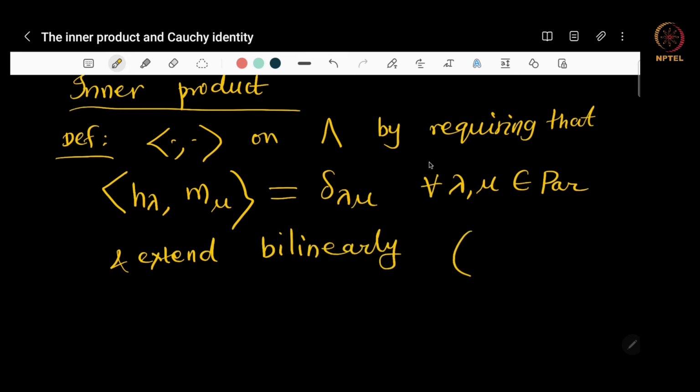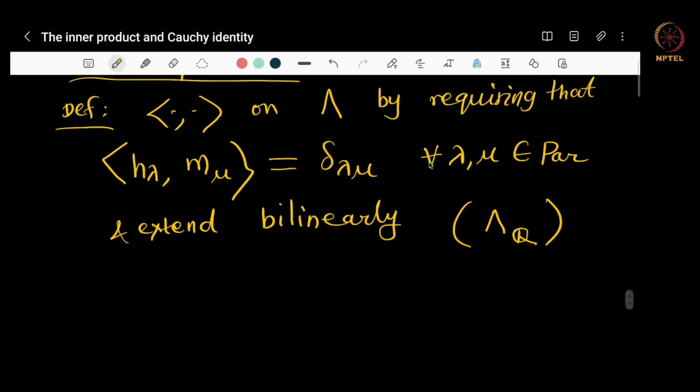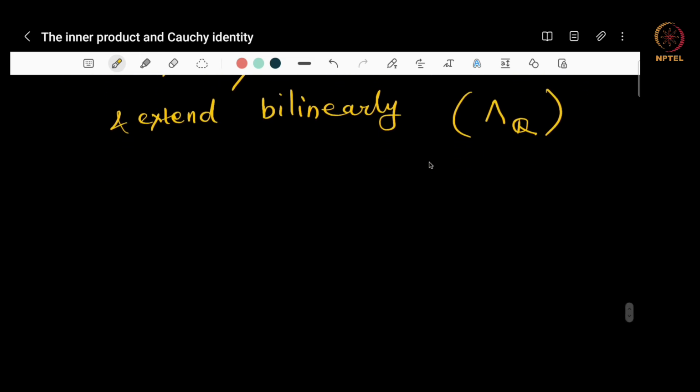Okay, so in all of this we could assume, since we are also interested in the power sum symmetric functions, that we are talking about the ring of symmetric functions with coefficients in the field Q. At this point, we don't know anything more about this inner product. We don't know that it is an inner product, etc. All we know is that on this pair H, M, we are defining the value to be delta lambda mu. Okay, but here's the interesting fact, and where the Cauchy identity also comes into play.